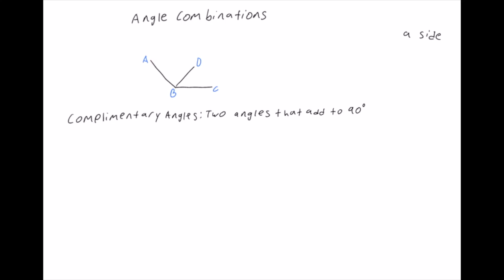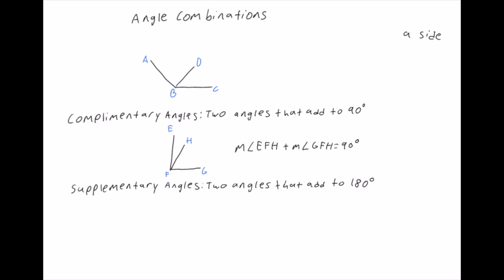Complementary angles are 2 angles that add to 90 degrees. So here we have angle EFH and angle GFH. Those together add to 90 degrees. So they are complementary angles. So we'd say the measure of angle EFH plus the measure of angle GFH equals 90 degrees.